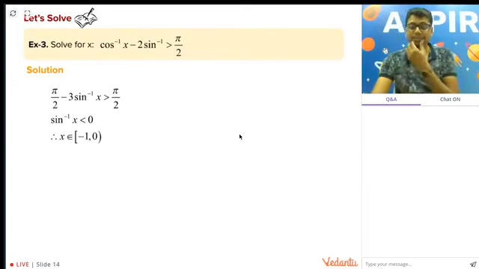Yeah, we may say that way, but for JEE Advanced, definitely NCERT is not sufficient. All right, so that's it. Let's move ahead, right?